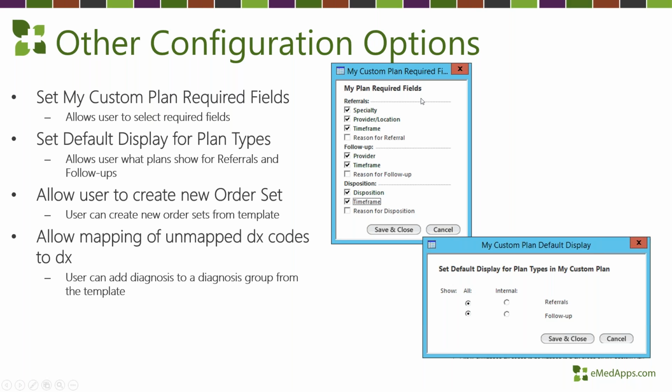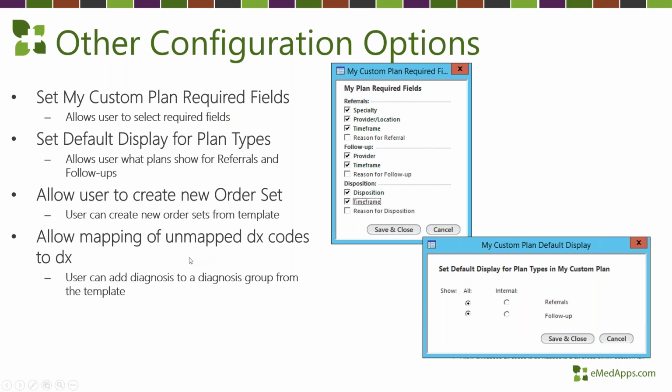When you actually have My Plan required fields, so when you place a referral, there's going to be requirements that you're going to have on there. Also, when you place a follow-up order, you may have some other requirements as well, and then disposition. So these will come up when you click on those blue links, and the same for both of them. For the My Custom Plan default display, this sets when you set up referrals and follow-ups. So when you're placing those orders, you can actually look at all, or you can just see internal. And I'll show you where that comes into play for you.